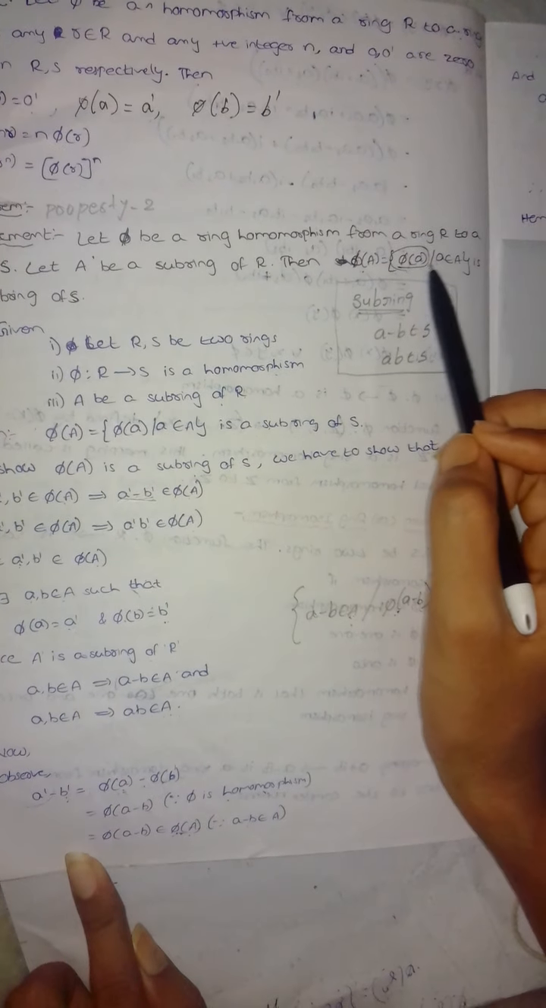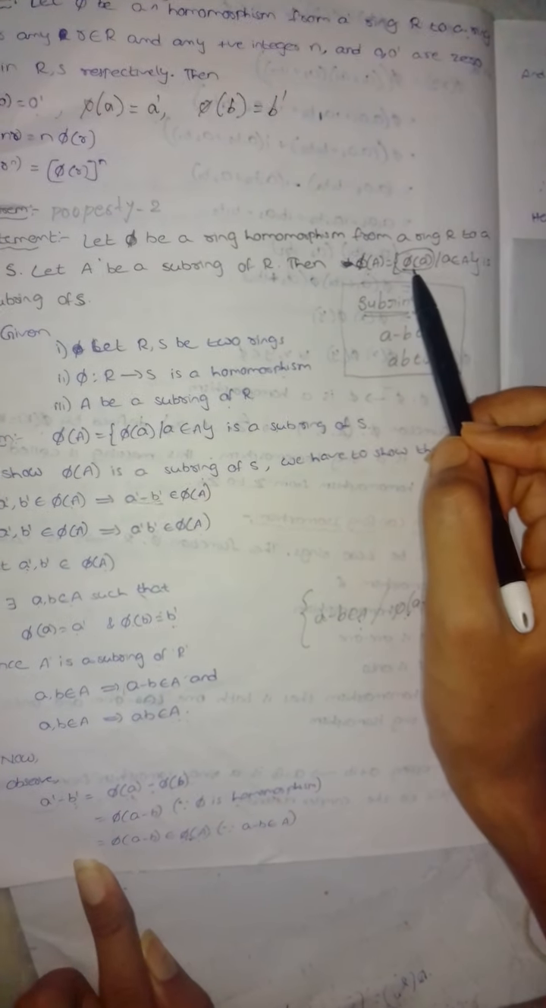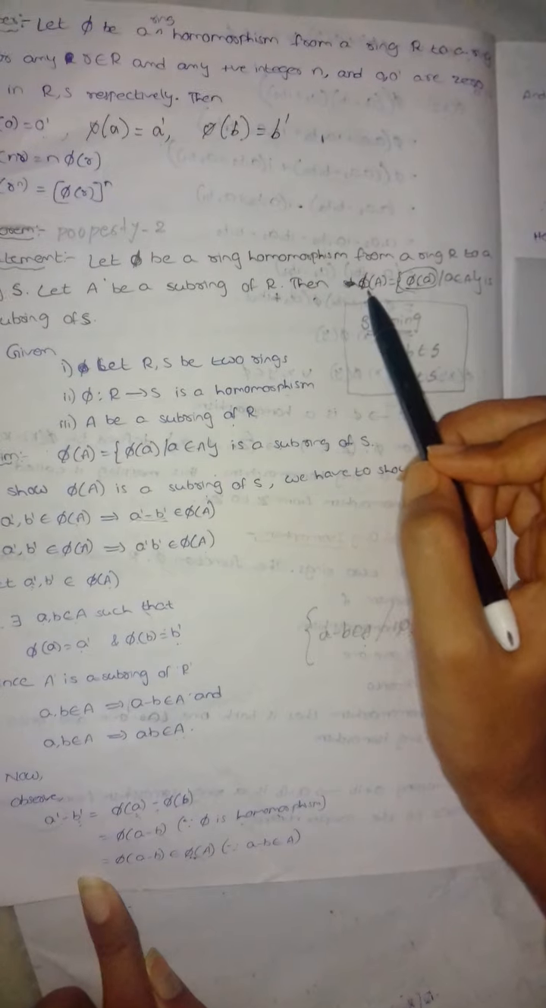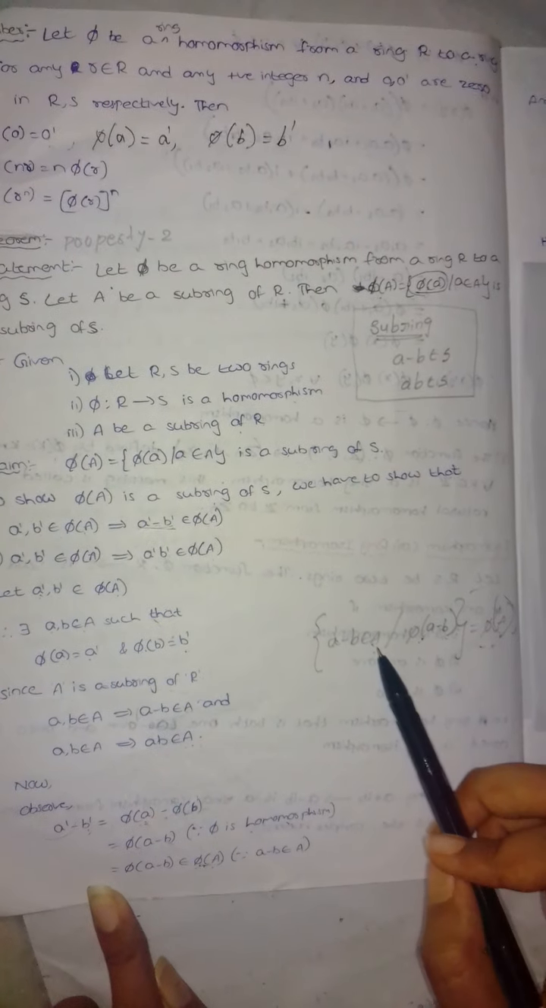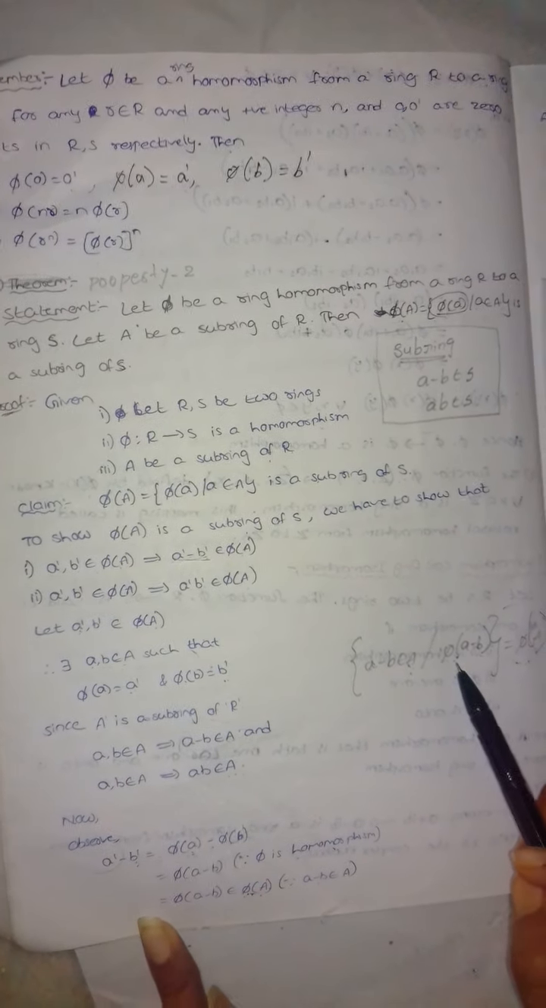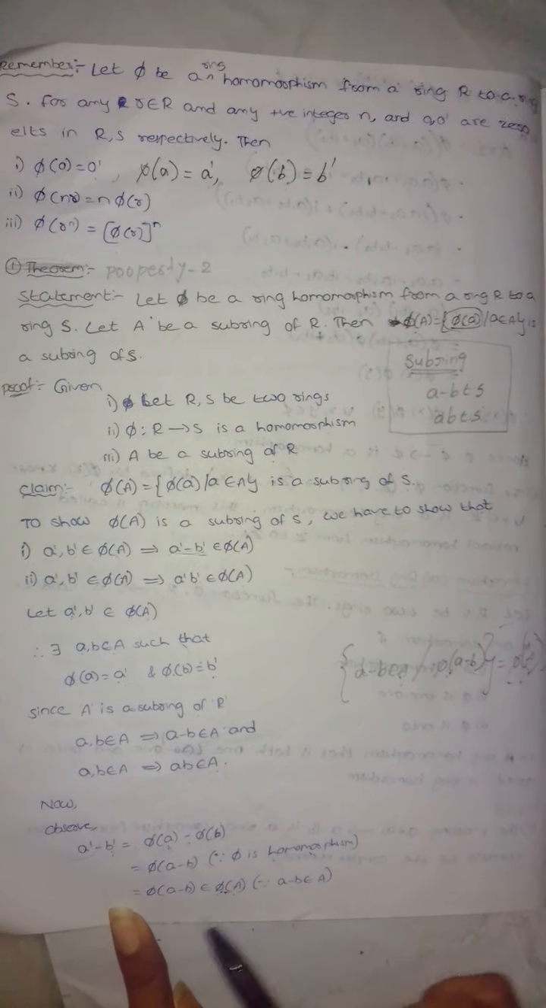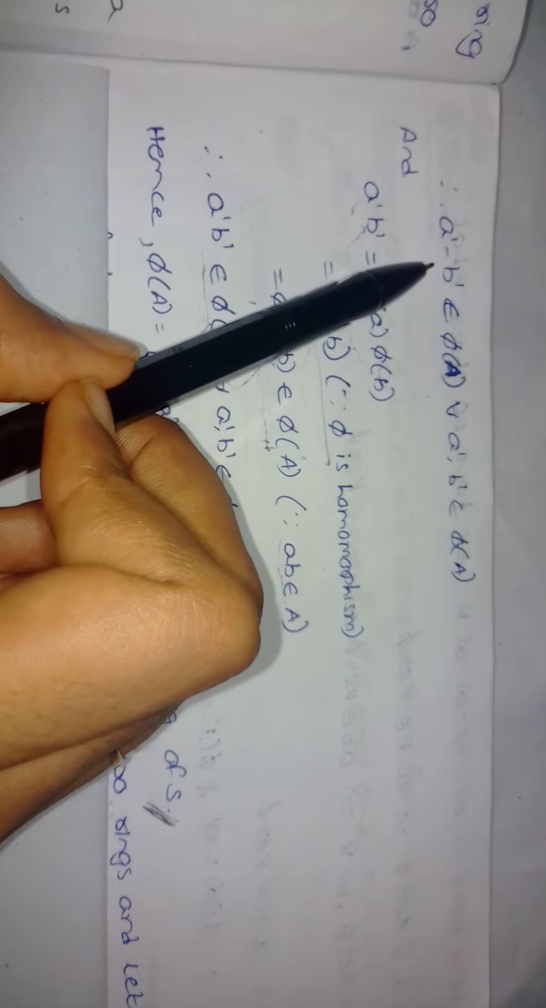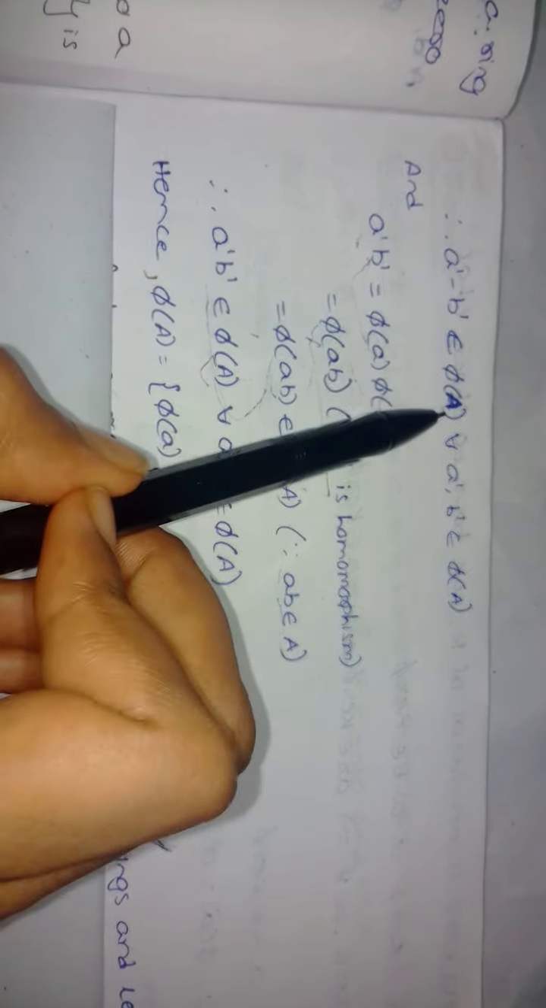Now if A minus B belongs to A, given the condition, if A belongs to A we write pi of A. In the same way, if A minus B belongs to A, then pi of A minus B belongs to pi of A. That's why, in the last step, it belongs to pi of A. Here A dash minus B dash belongs to pi of A. The first condition is satisfied.